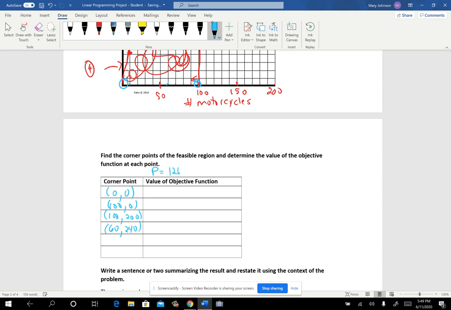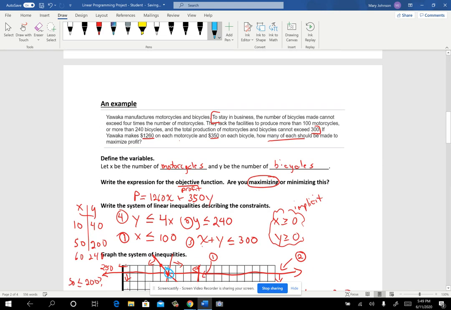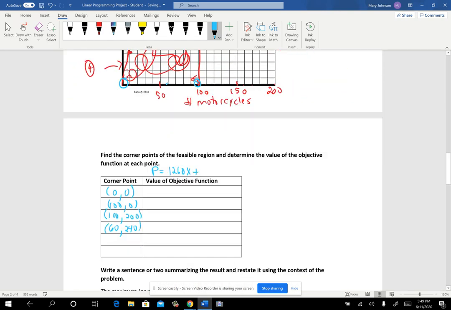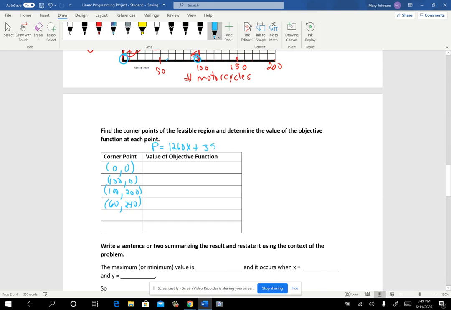The equation for it was the profit equals 1260x plus 350y. So what I'm going to do is just plug into that formula. I'm going to plug in 0, 0, and the profit would be 0. I'm going to plug in 100 for the x. If I made 100 motorcycles and no bikes, my profit would have been this much.